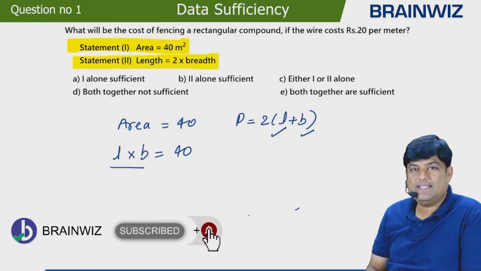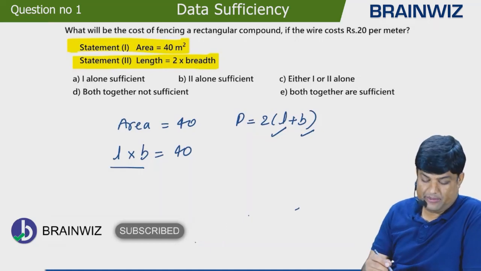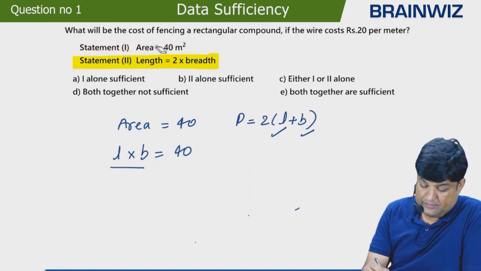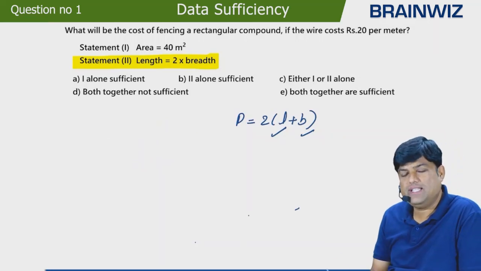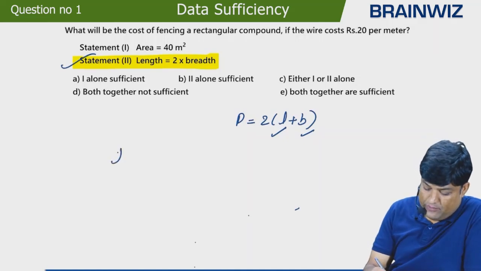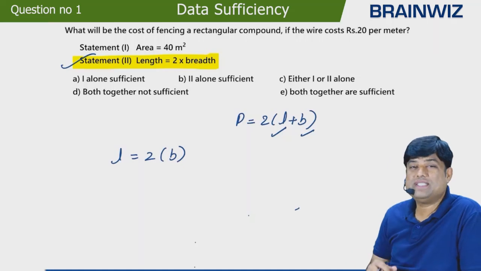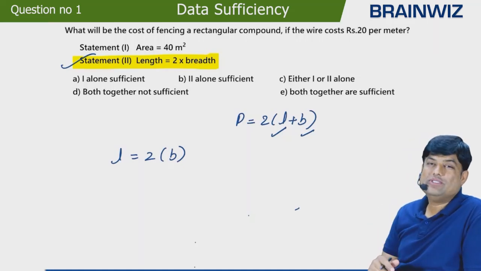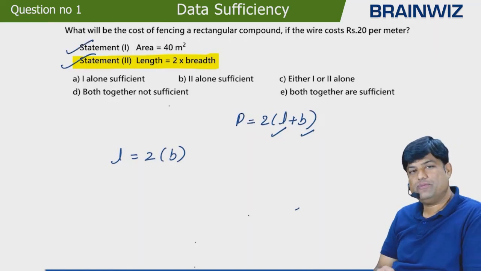Now, when you take the second statement, do not concentrate on the first statement. Remove all that you took in the first statement. Here, he gave you that length is 2 times the breadth. The relationship is given, but the values are not given. So I don't think it will be sufficient to answer. So students, the first statement individually is not sufficient, and the second statement individually is not sufficient.